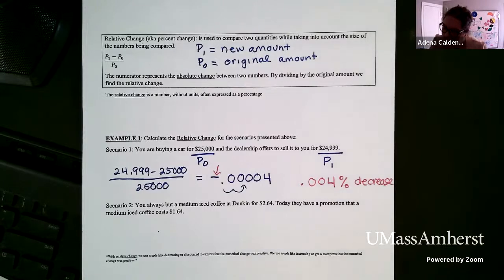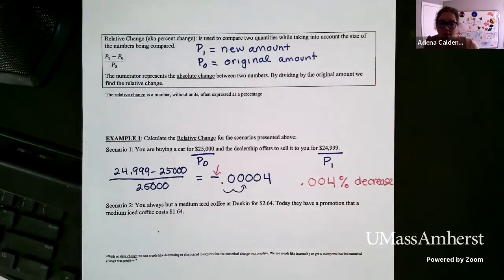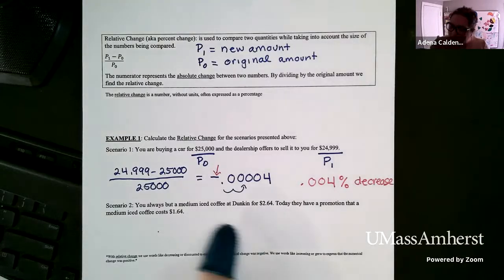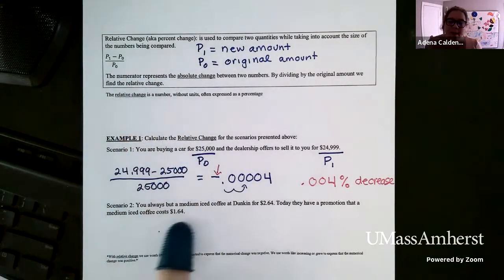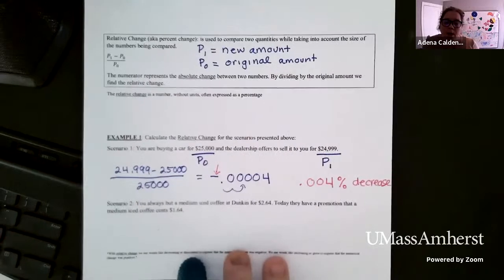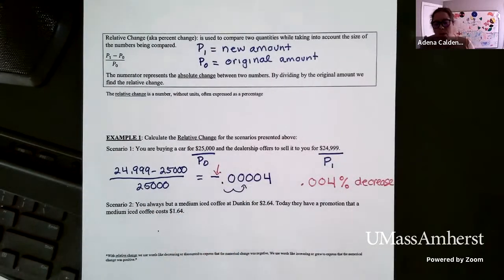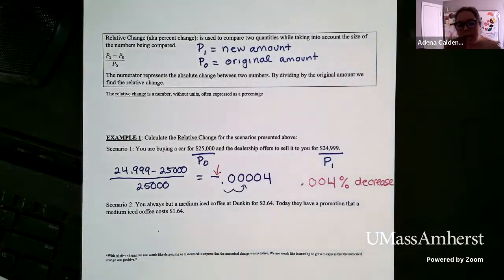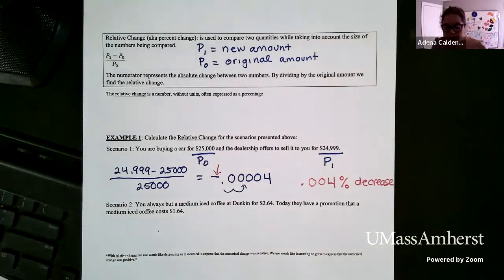Okay, let's consider the same thing now with our coffee. The coffee usually sells for $2.64. Today we're going to get it for $1.64. So we want to determine the relative change. I want you to take 2 minutes, 1.5 minutes, and try to use this formula to see whether or not this deal is a good deal by looking at the relative change. So try it out. I'll give you 2 minutes and then we'll go through it together.